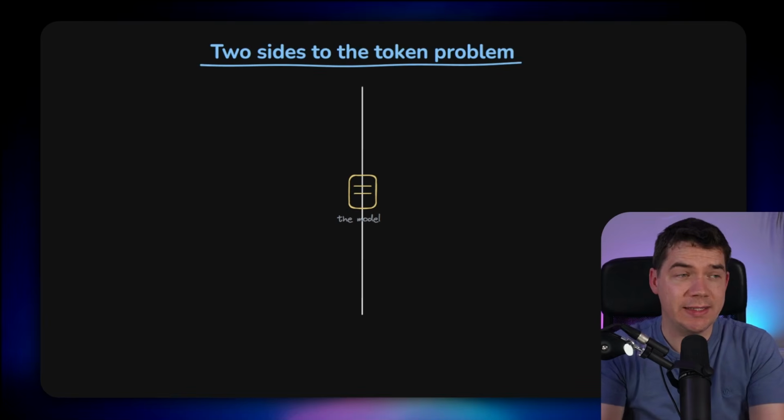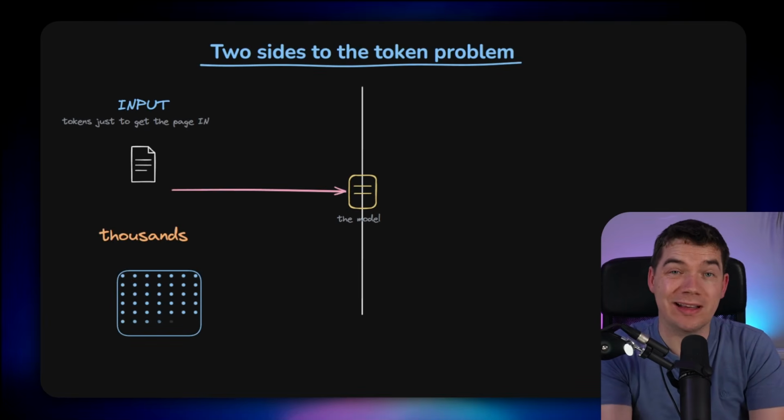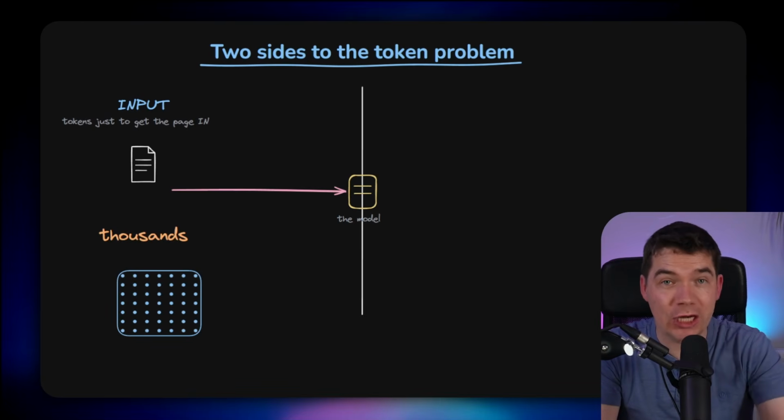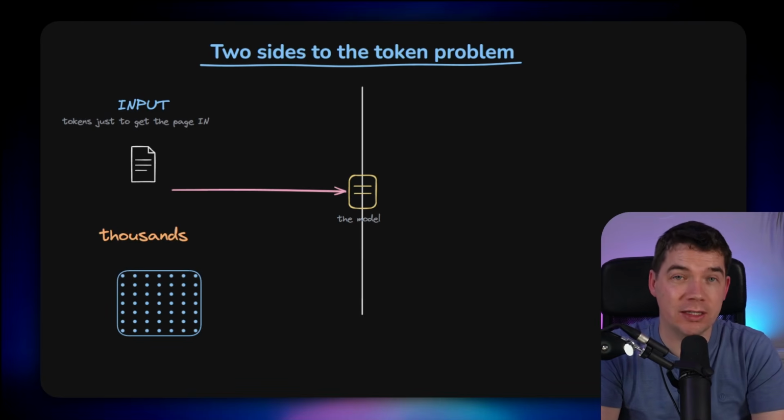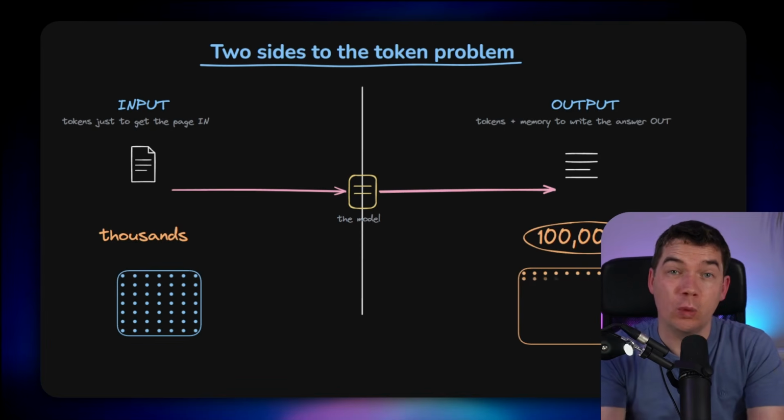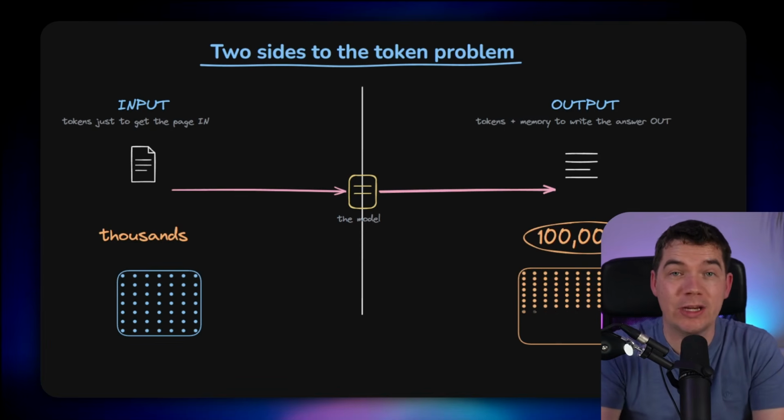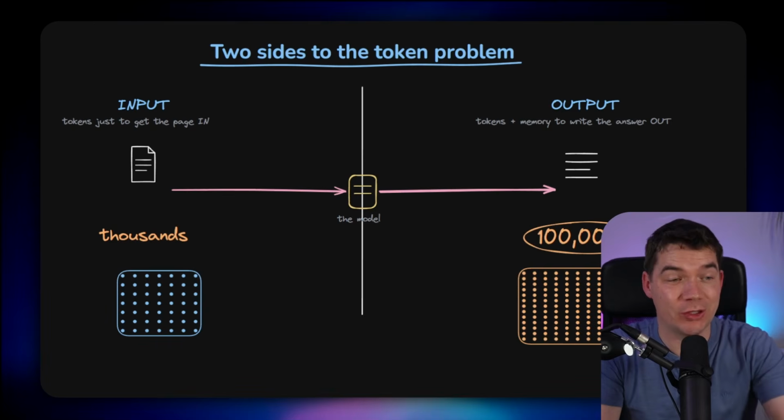And there are two sides to this token problem. So there's the input side, which is how many tokens it costs just to get the page or the pages into the model so that it can read it. And then there's the output side, which is how many tokens and how much memory it takes for the model to write the answer back out again.